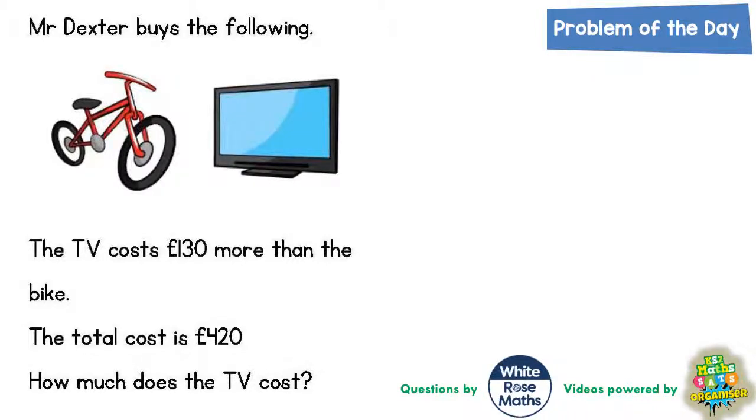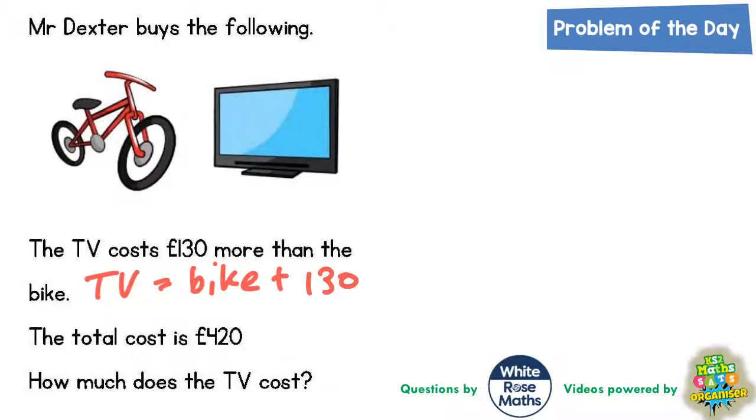And this one's all about Mr. Dexter treating himself to a new bike and a new TV. It says the TV costs £130 more than the bike. Well, that's like saying that the TV is the same as the bike plus an extra £130. So the TV is the same as the bike plus an extra 130.